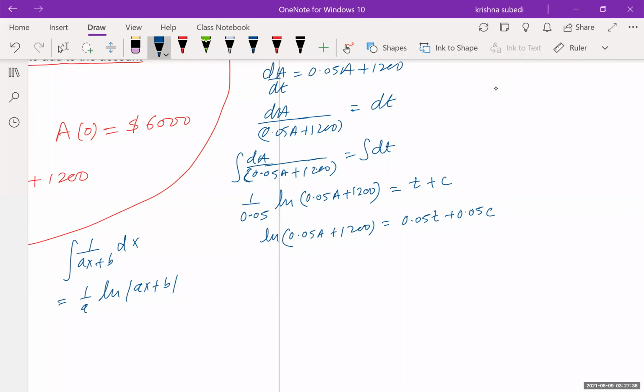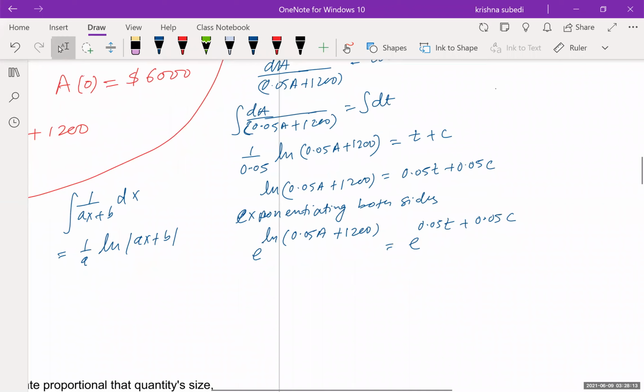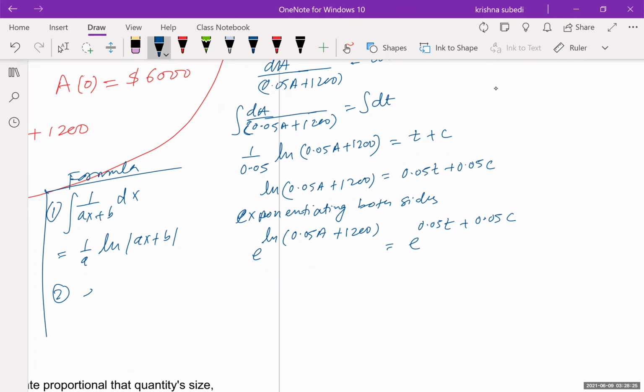Now our goal is to find A here, so we need to exponentiate both sides. Exponentiating both sides, we get e raised to the power ln of 0.05A plus 1200 equals e raised to the power 0.05t plus 0.05C. Now you know a couple of formulas here. The formula you learned in high school is: if you have e raised to the power ln x, then we can write simply x.